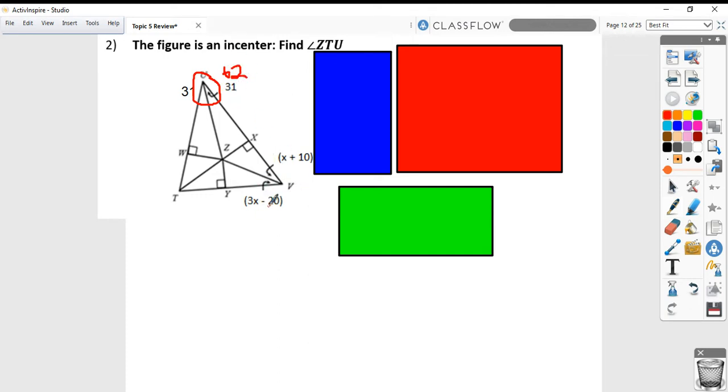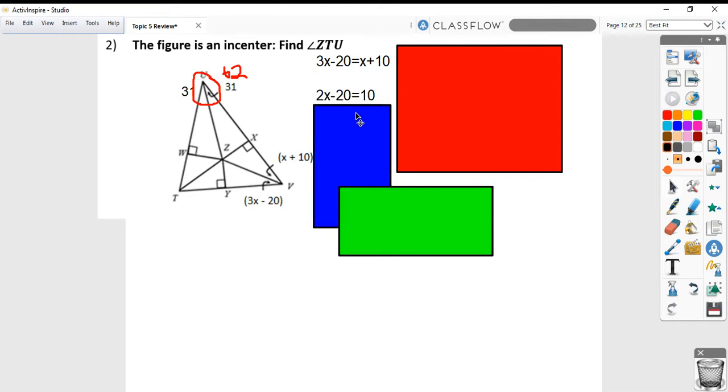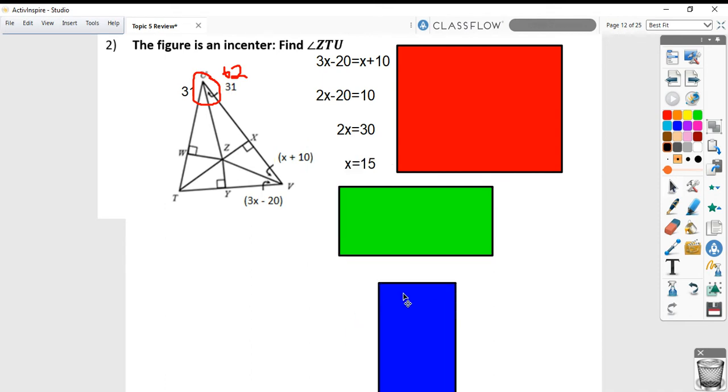This stuff right down here, because the in-center is created with angle bisectors, that means x plus 10 and 3x minus 20 are going to be equal to each other. That's where this equation comes from. All right, 3x minus 20 equals x plus 10. And again, we put all of our x's onto one side, and all of our constant numbers on the other side. 2x equals 30, we get x equals 15.